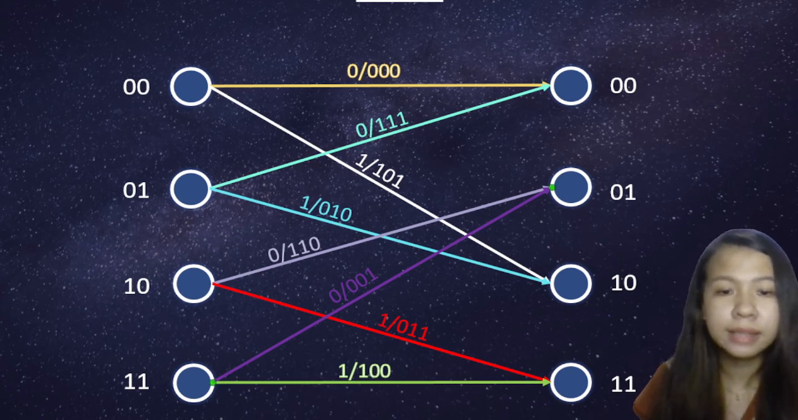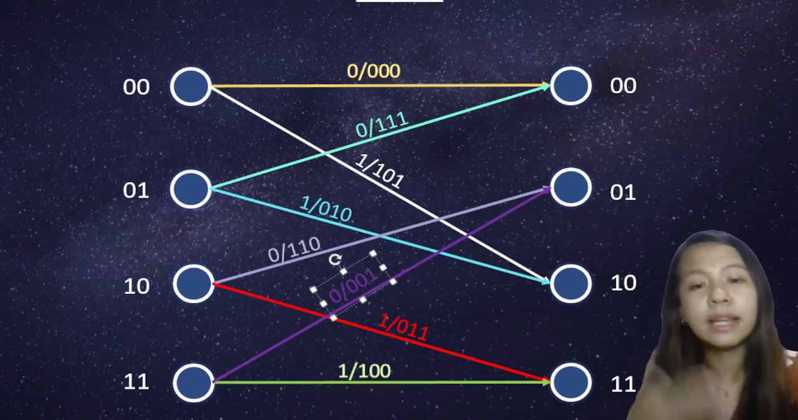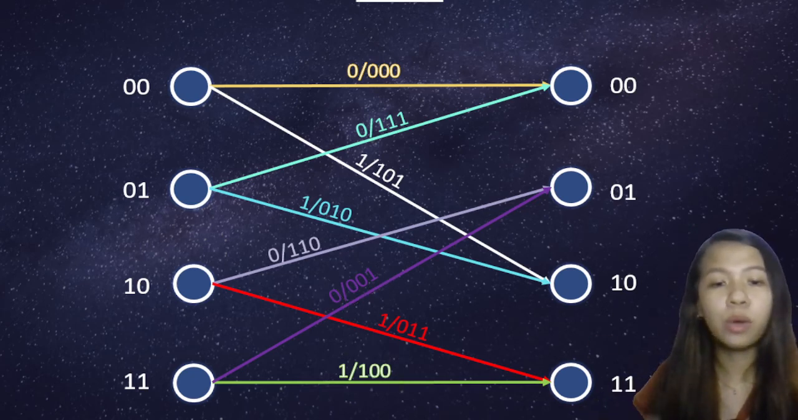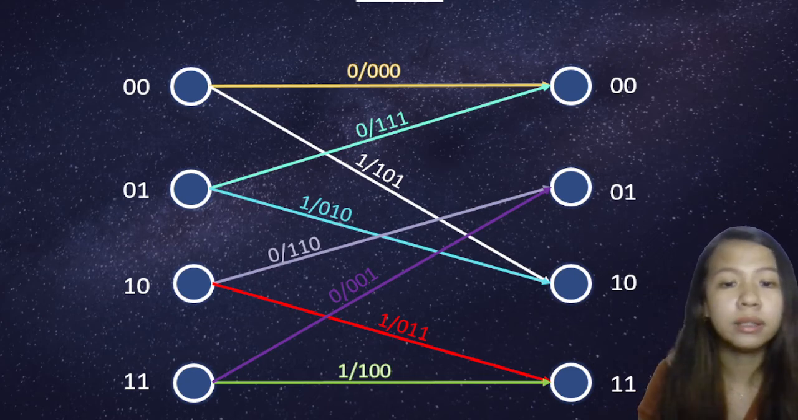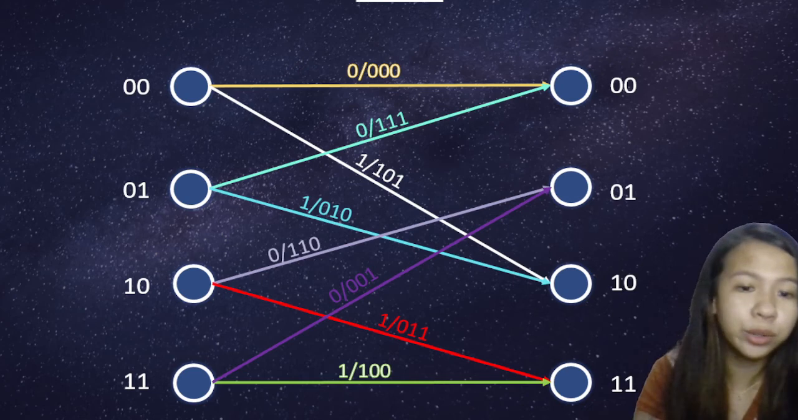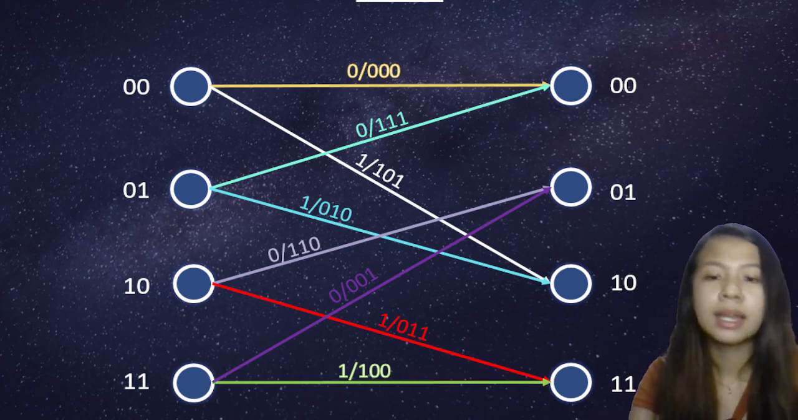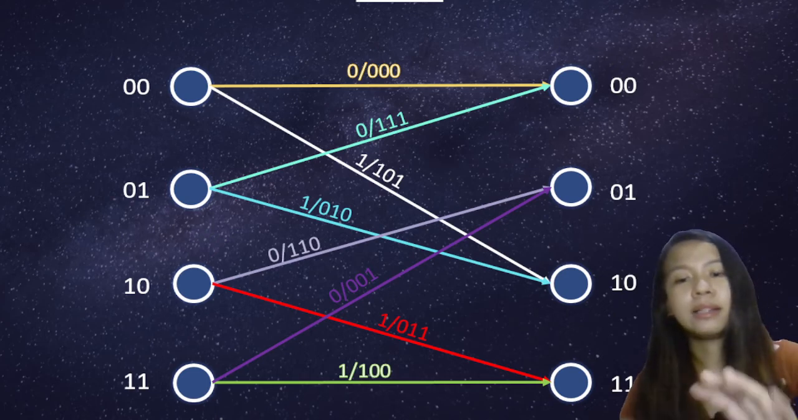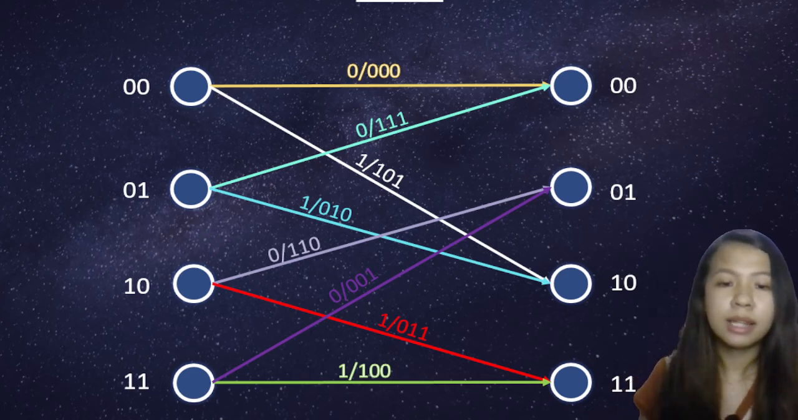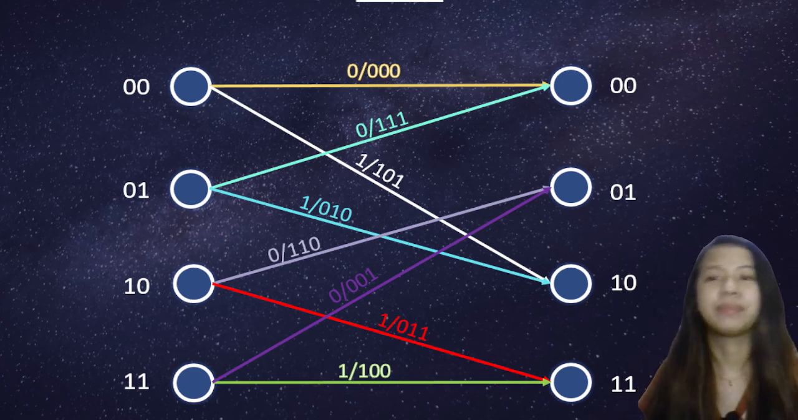Now, in this indigo color here, if the input is 0 and the current state is 1, 1 and the next state is 0, 1, the output will be 0, 0, 1. And lastly, in the green line here, if the input is 1 and the current state is 1, 1 and the next state will be 1, 1 also, then the output is 1, 1, 0. Okay.